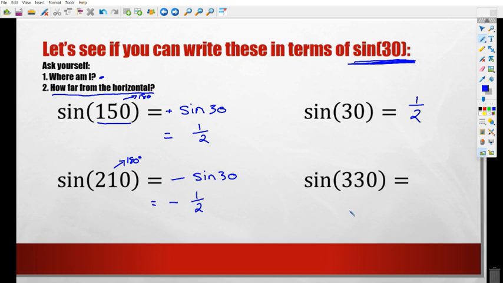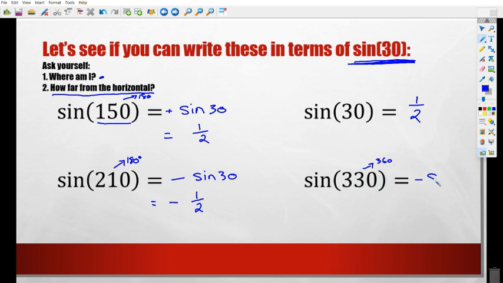So sine of 330. We can see that I'm in the fourth quadrant. Sine is what in the fourth quadrant? Sine is negative. Now I'll ask myself, how far am I from the closest horizontal? Which one is the closest horizontal, the 180 or the 360? The 360. So my closest horizontal is 360. And how far is 330 from 360? 30 degrees. Oh, nice.